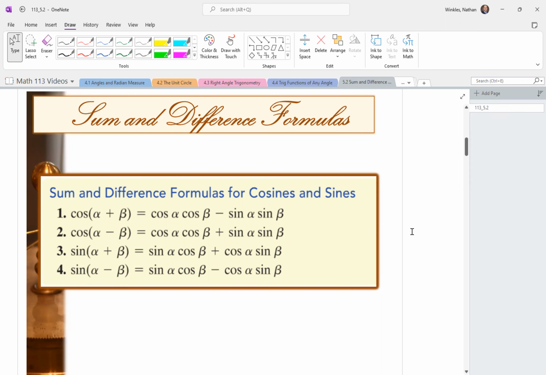The cosine of the sum of two angles, alpha plus beta, is cosine alpha cosine beta minus sine alpha sine beta. You have cosine of alpha minus beta, which is cosine alpha cosine beta plus sine alpha sine beta. And sine of alpha plus beta is equal to sine alpha cosine beta plus cosine alpha sine beta. And sine of alpha minus beta is sine alpha cosine beta minus cosine alpha sine beta.